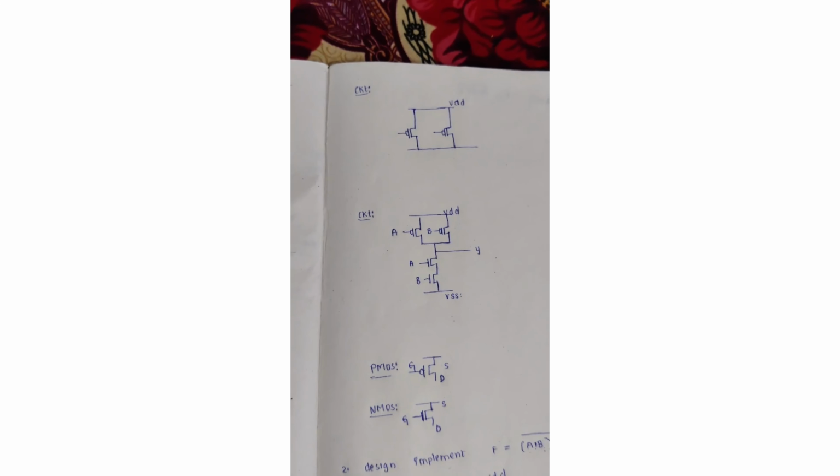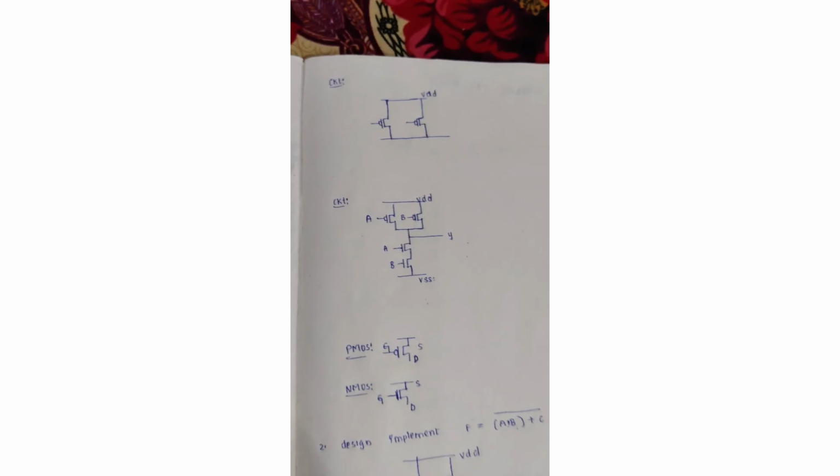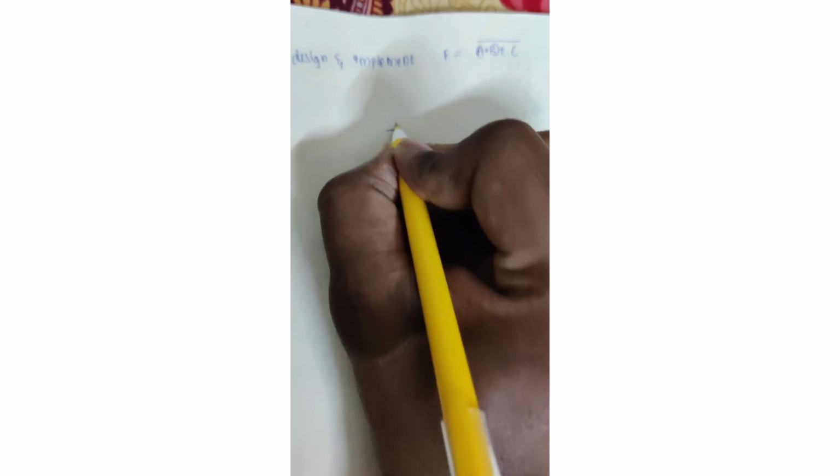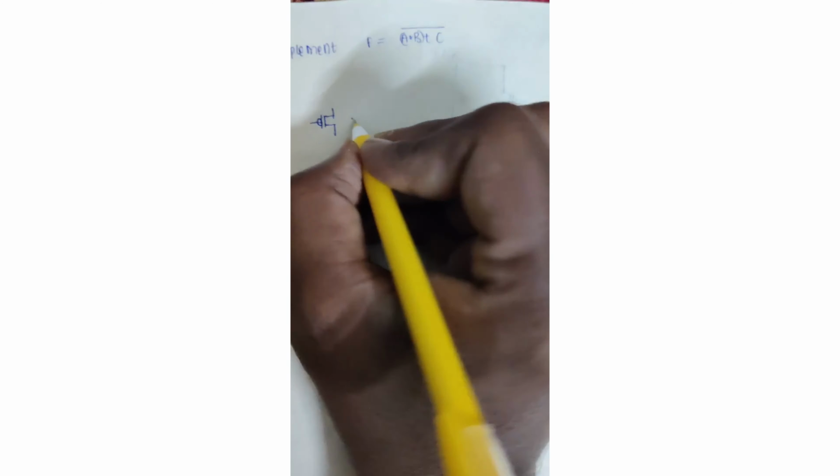Now, as we all are familiar with an example, let us implement it with another example. Design and implement the expression f is equal to a dot b plus c whole bar. Here a dot b, here the dot for a PMOS represents, what does it represent? For a PMOS, a dot represents parallel, so we need to draw a basic PMOS. These both need to be parallel, so we draw them parallel first.